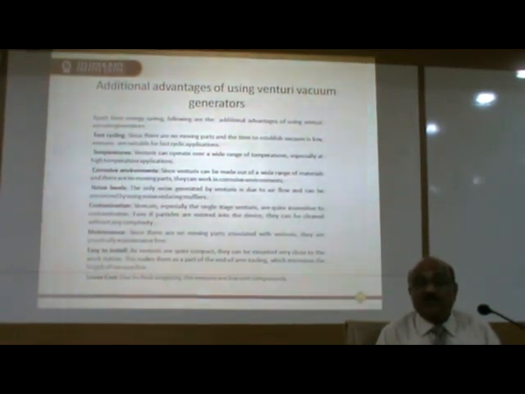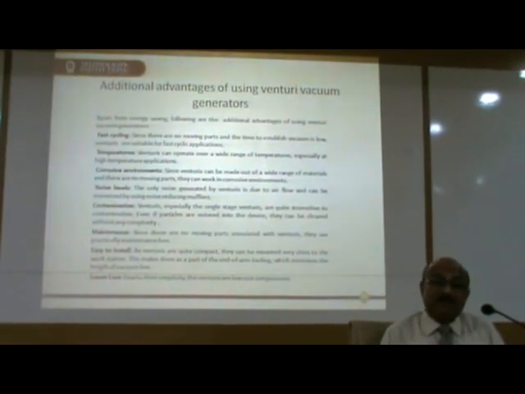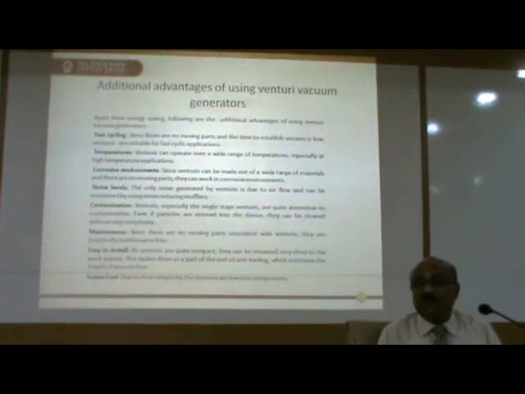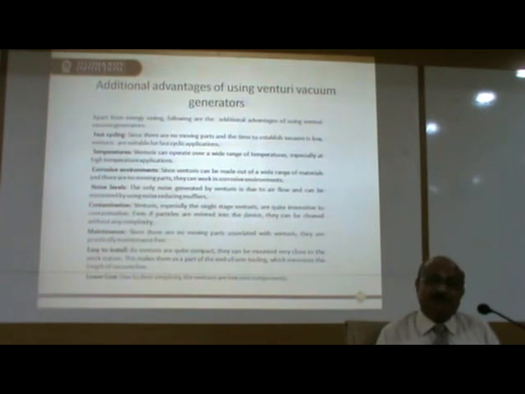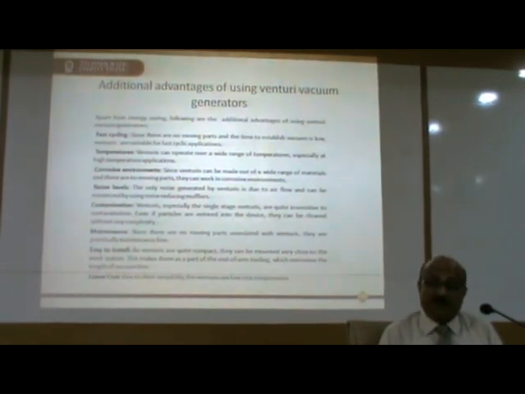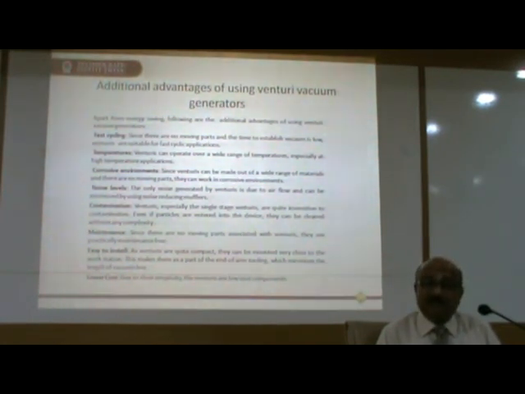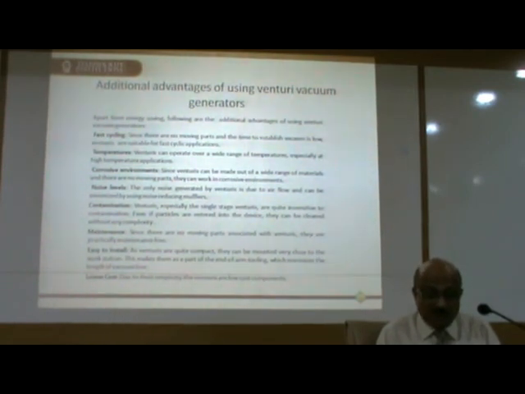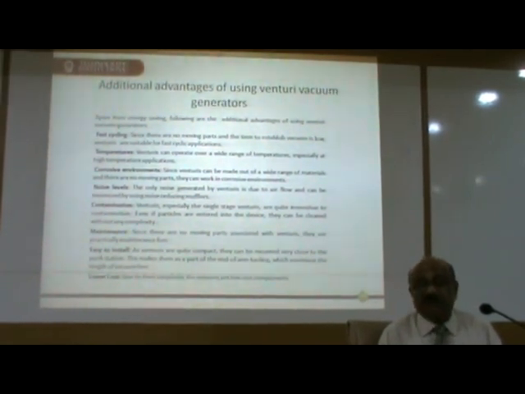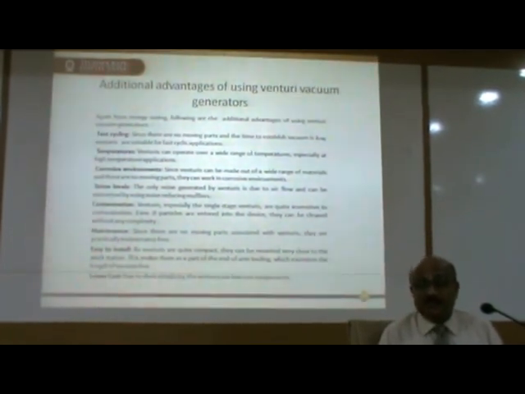So this is a small device. A separate power supply is not required, just small pipe fittings, you can say. So as and when required, it can be used directly at the place of working. So a lengthy pipeline can be eliminated, and the friction losses that would compound can be avoided. Then lower cost. Due to their simplicity, Venturis are very low cost components as compared to the vacuum pump. So these are the additional advantages.